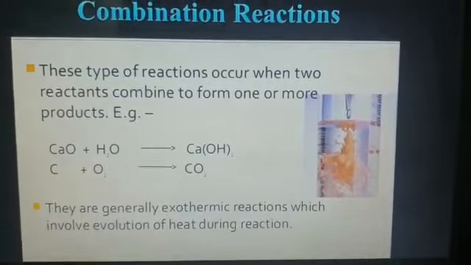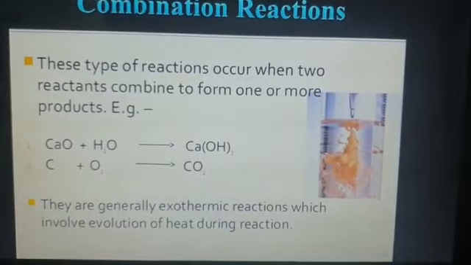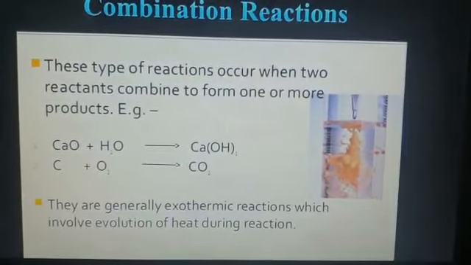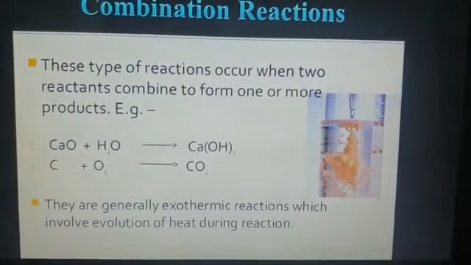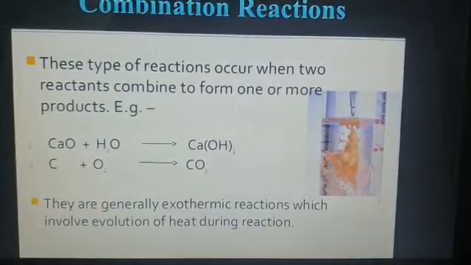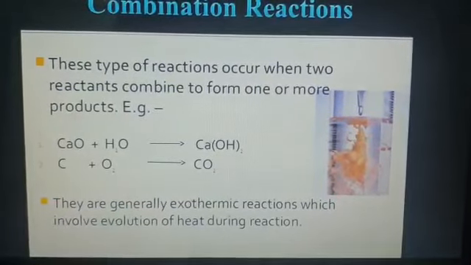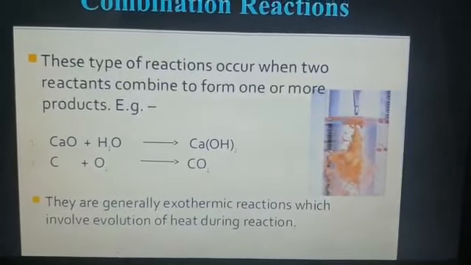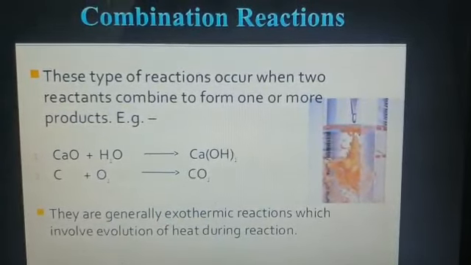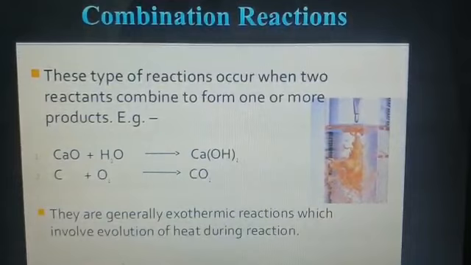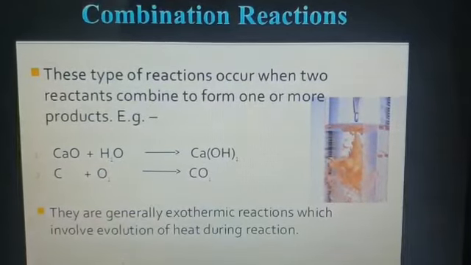See the first one, combination. As the name suggests, combination means combine. In these types of reactions, reactants combine to form the products. You can see the definition. These types of reactions occur when two reactants combine to form one or more products.